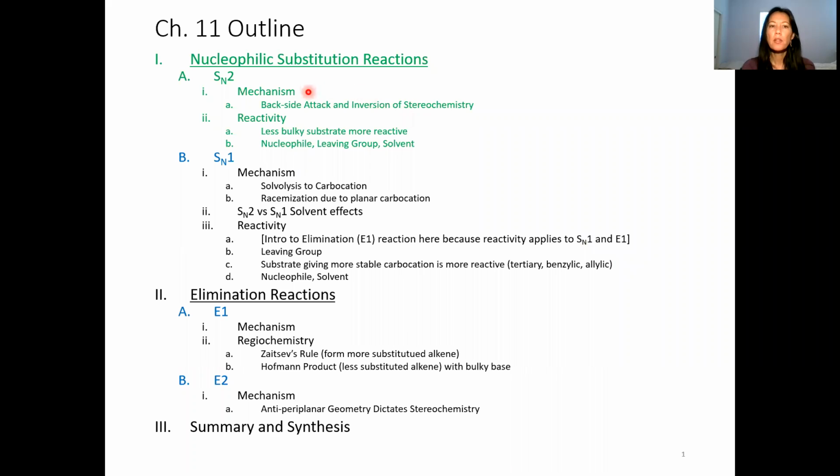So we're going to focus on the mechanism. I'm going to tell you a little bit about stereochemistry that comes out of that. And then reactivity. There are a lot of players that can really affect whether or not an SN2 reaction can occur at all. This can involve the nucleophile, leaving group, the substrate, as well as the solvent.